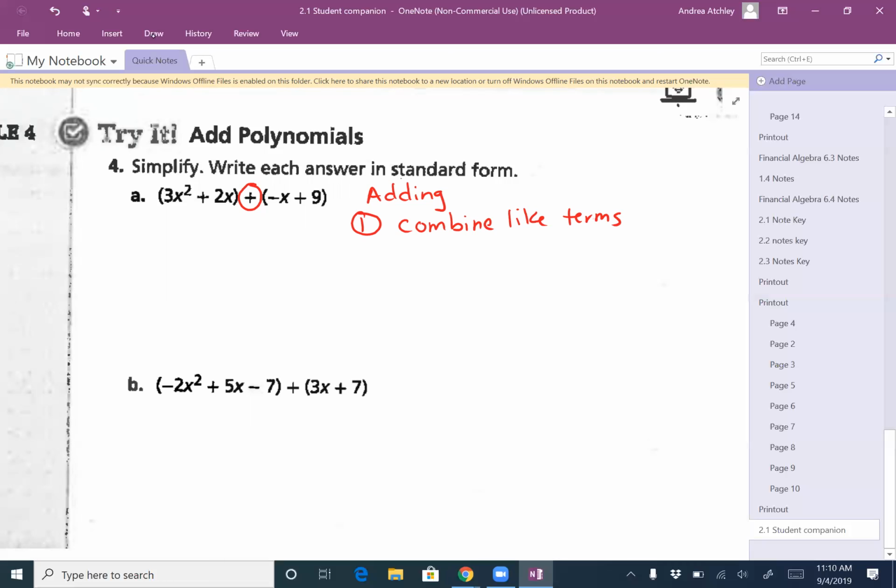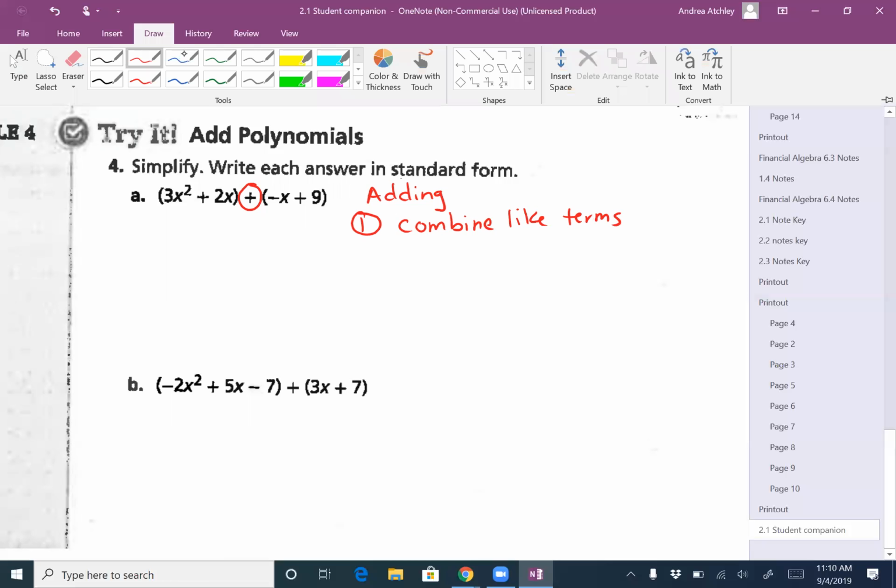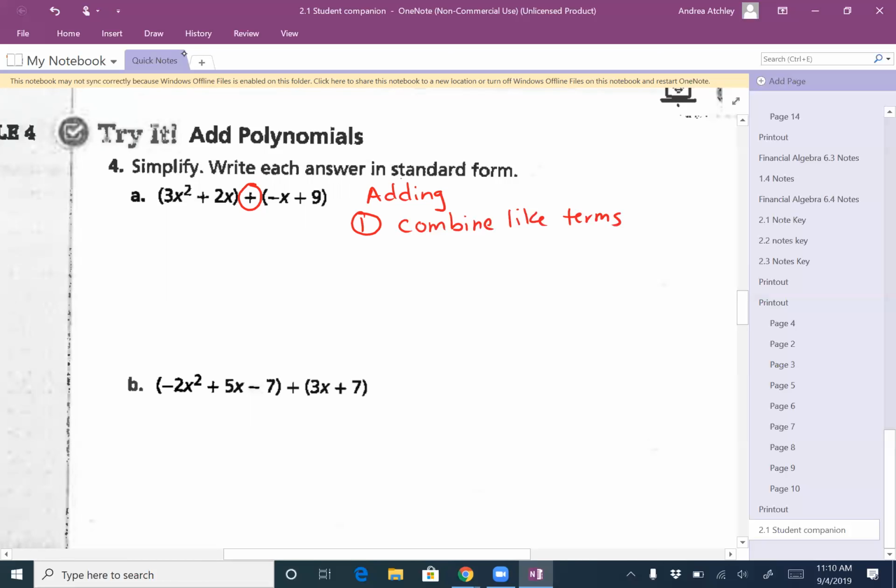Okay, so I go look for like terms. I start again. We want it in standard form, so we're going to put the highest degree first. So 3x squared is my highest degree. Nothing else has an x squared, so I just write it down, 3x squared.